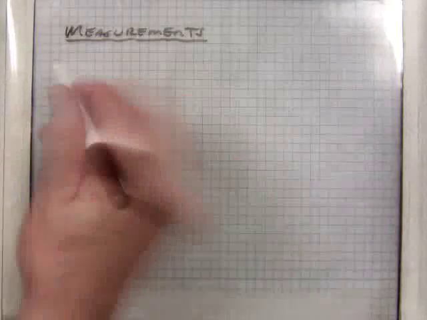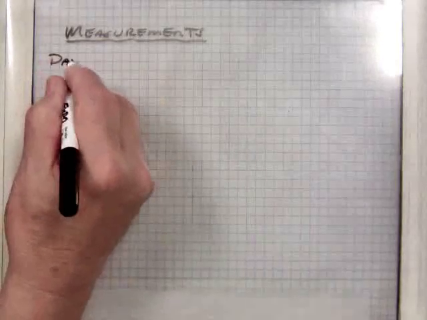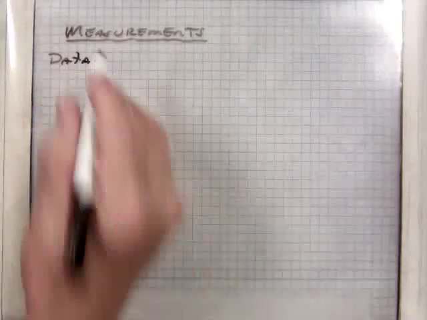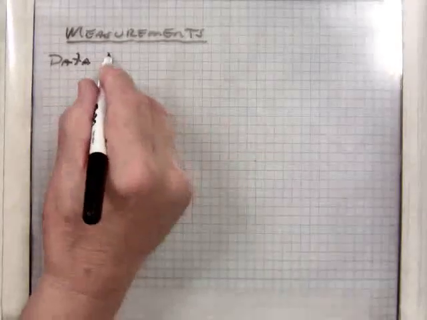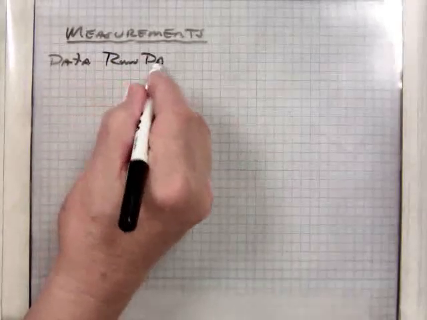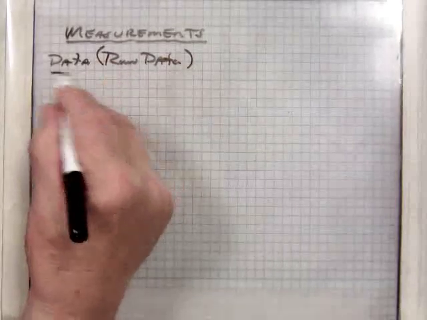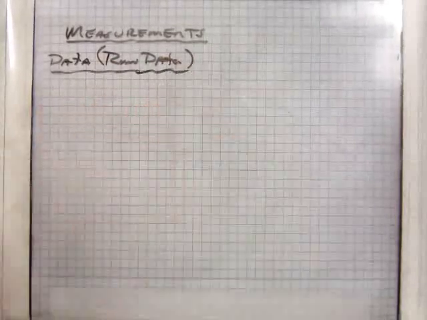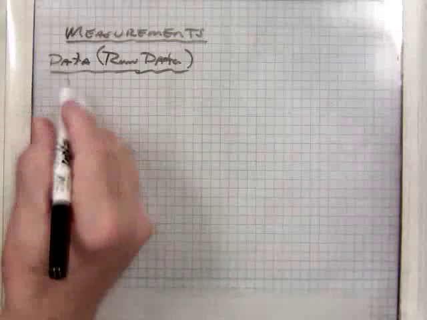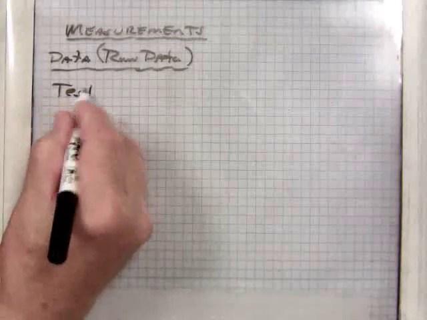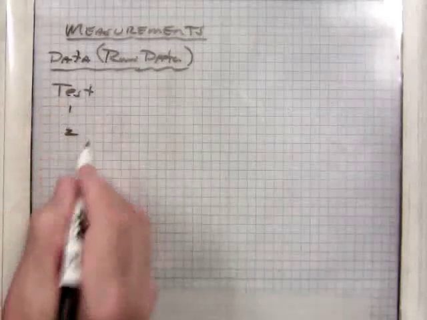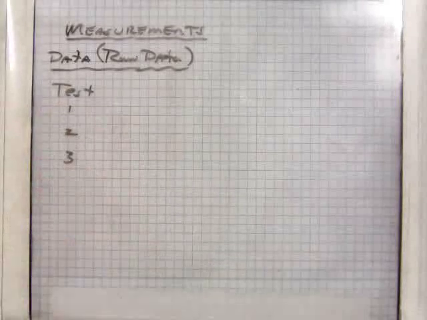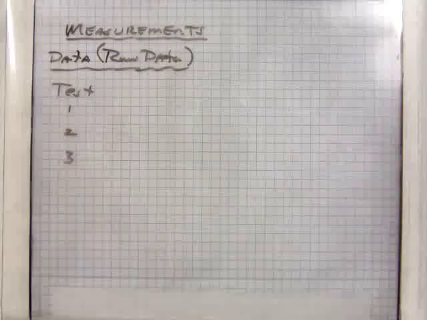So, in setting up your raw data, if you want to put it in like that, what's the first thing you're going to need? Test 1, 2, and 3. Now you decide, well, I've got to put in concentrations of my T-butyl halide.